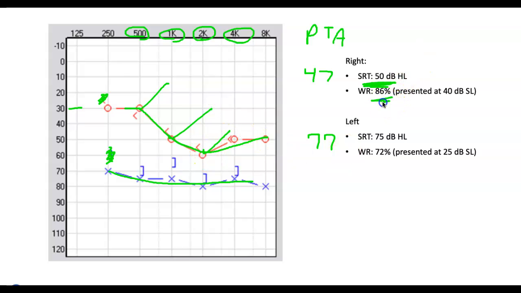Now, in this case, 86 dB or 86%. So good word recognition in the right ear, fair word recognition in the left ear. Now they're presented at different dB SL levels. And the reason why this one's only presented at 25 dB SL is because as you get poorer hearing, you can't use as high a level to present your word rec because it becomes uncomfortable because of something we call recruitment, which we'll talk about later. But so if you tested at 50 dB HL, you had a 40 dB SL, you'd be testing at 90 HL. Does everybody get that? And then 75 plus 25 would be 100 HL. Okay.